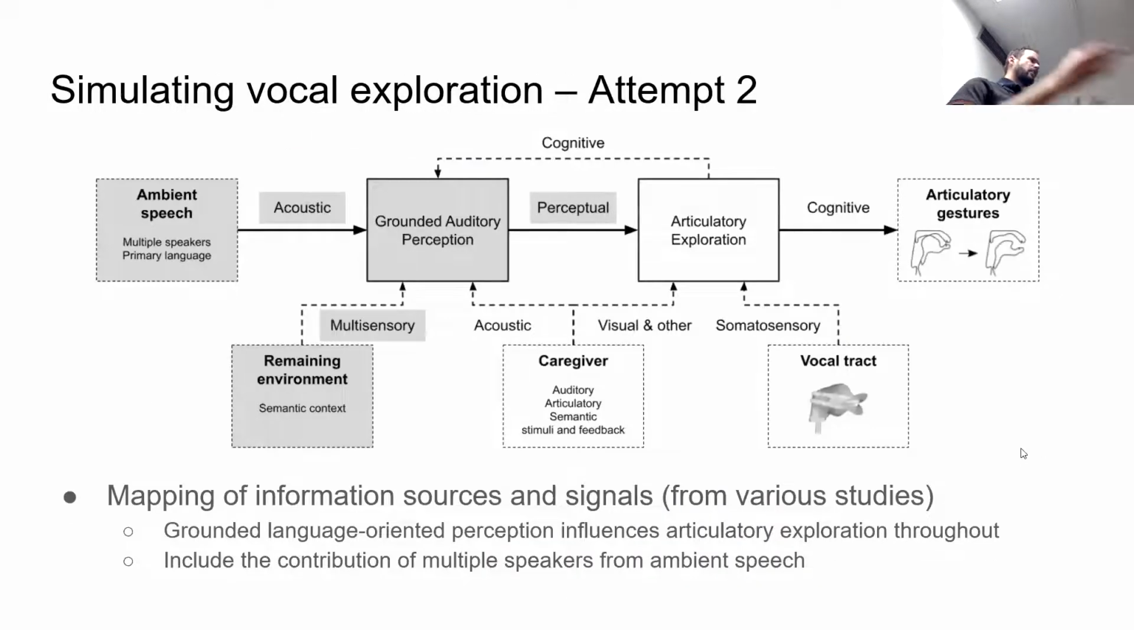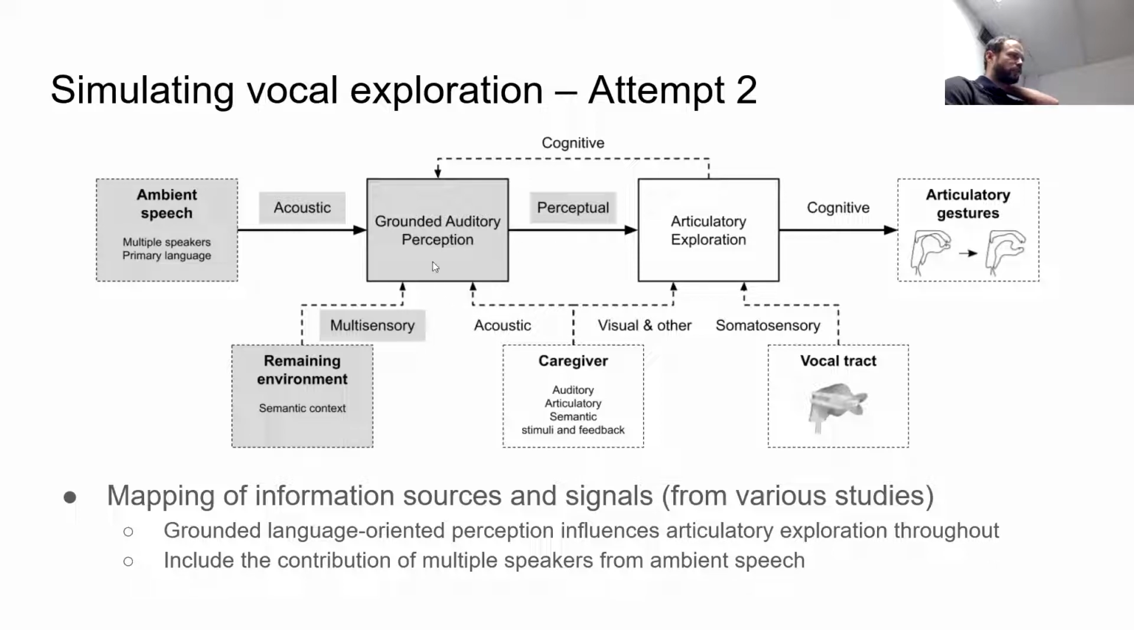So in our second attempt, what is our essential contribution going to be in terms of incorporating such a model? We look at the process in terms of, let's say, information sources or signals that are available to the agent to learn or do vocal exploration. And this compares what other computational studies have considered, as well as what we're proposing here.